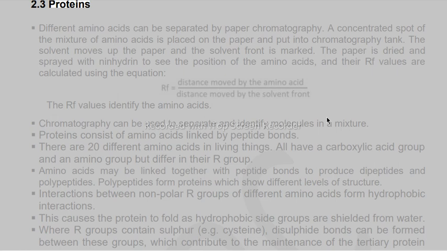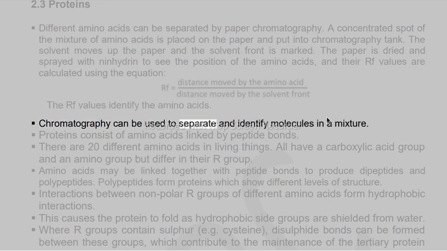2.3 Proteins. Different amino acids can be separated by paper chromatography. A concentrated spot of the mixture of amino acids is placed on the paper and put into a chromatography tank. The solvent moves up the paper and the solvent front is marked. The paper is dried and sprayed with ninhydrin to see the position of the amino acids, and their RF values are calculated using the equation. The RF values identify the amino acids.